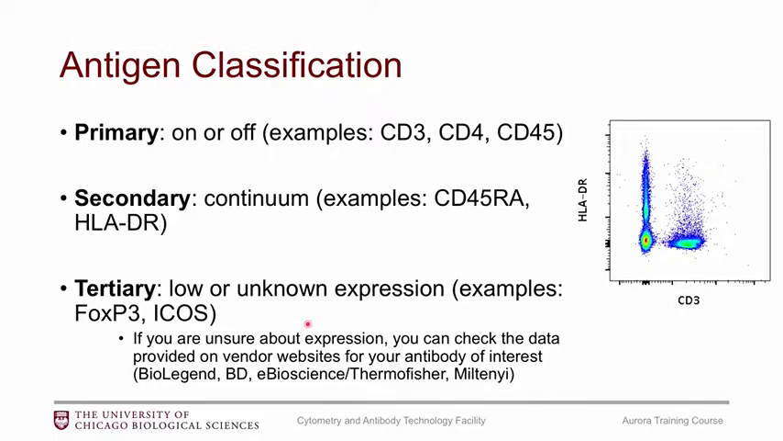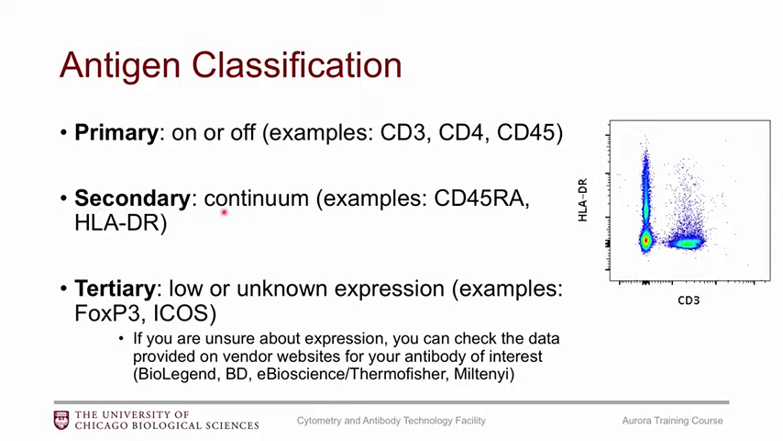So the antigen classification, primary is your on or off markers. Examples of that would be CD3, CD4, CD45. You can see here in this plot the CD3 on the x-axis. It's got a very clear positive and clear negative population that are separated, so there isn't really any in-between staining.